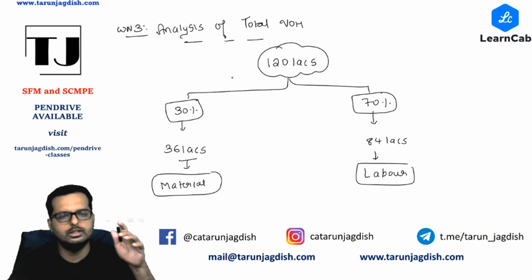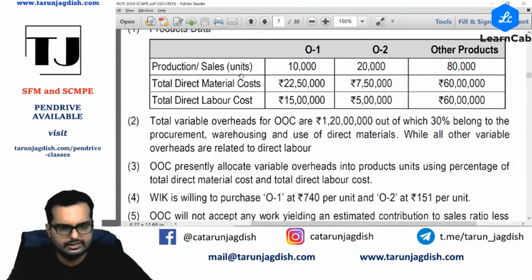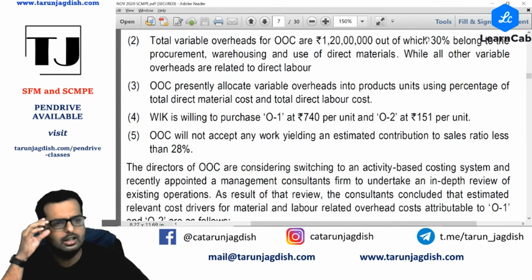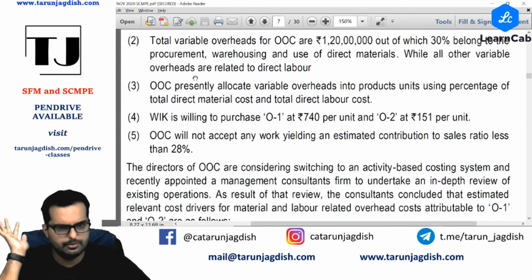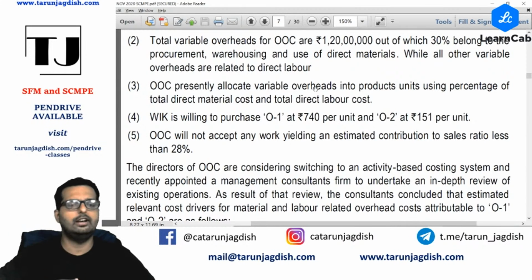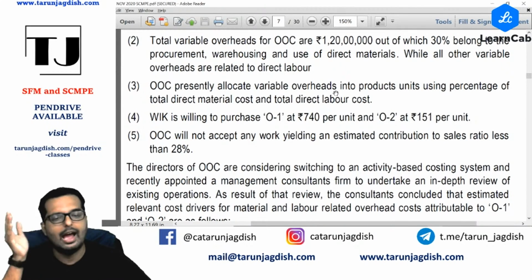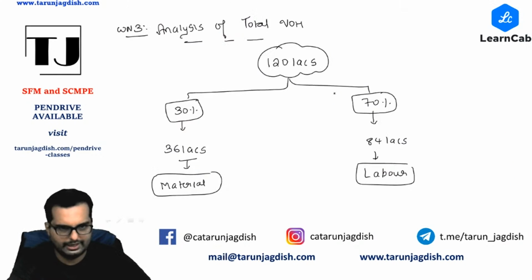Here we got out of 120 lakhs, 36 lakhs is pertaining to material and 84 lakh is pertaining to labor. Okay, let's read that part once again. Total variable overheads of OOC is 120 lakhs. 30%, that is 36 lakhs, belongs to procurement, while all the other variable overheads are related to labor. Everybody clear? OOC presently allocates variable overheads into the products using percentage of total direct material and percentage of total direct labor cost. So let's do that over here.